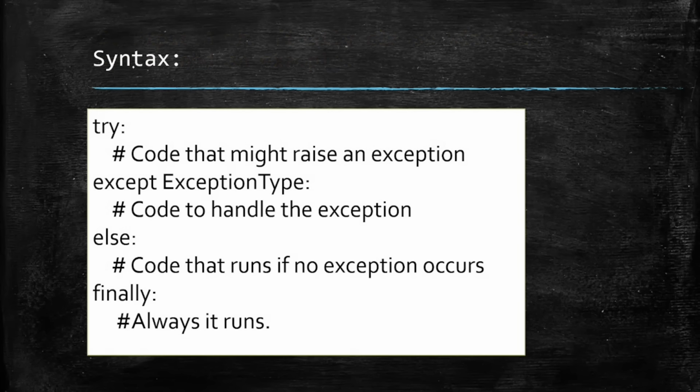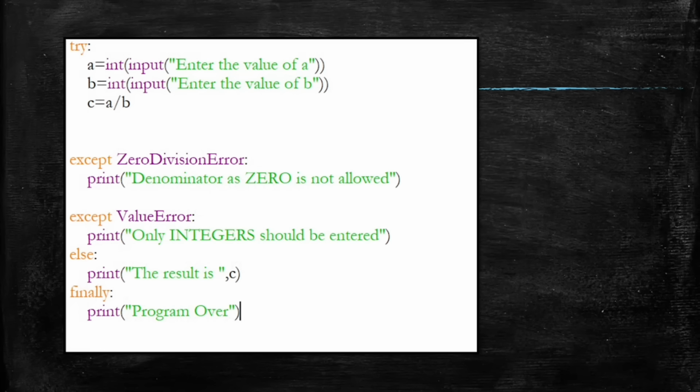So what is the syntax? Try means code that might raise an exception. Except means code to handle the exception. Else means code that runs if no exception occurs. Finally, it always runs. Okay. And for the example, in try you mention: enter the value of A, enter the value of B, C equal to A by B. Here I am mentioning 2 exceptions, but it is not necessary to mention 2, you can mention any one. Mainly, except ZeroDivisionError only you can mention. After that, the else statement and finally statement you can mention.